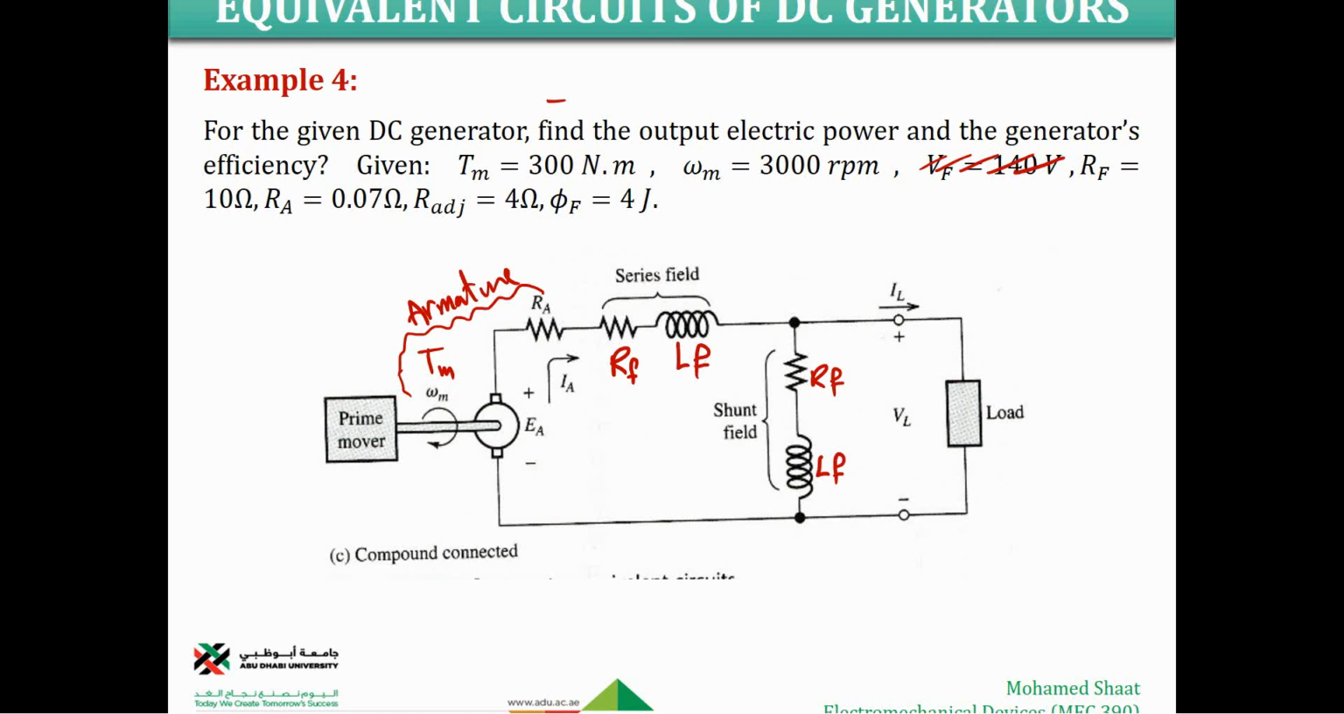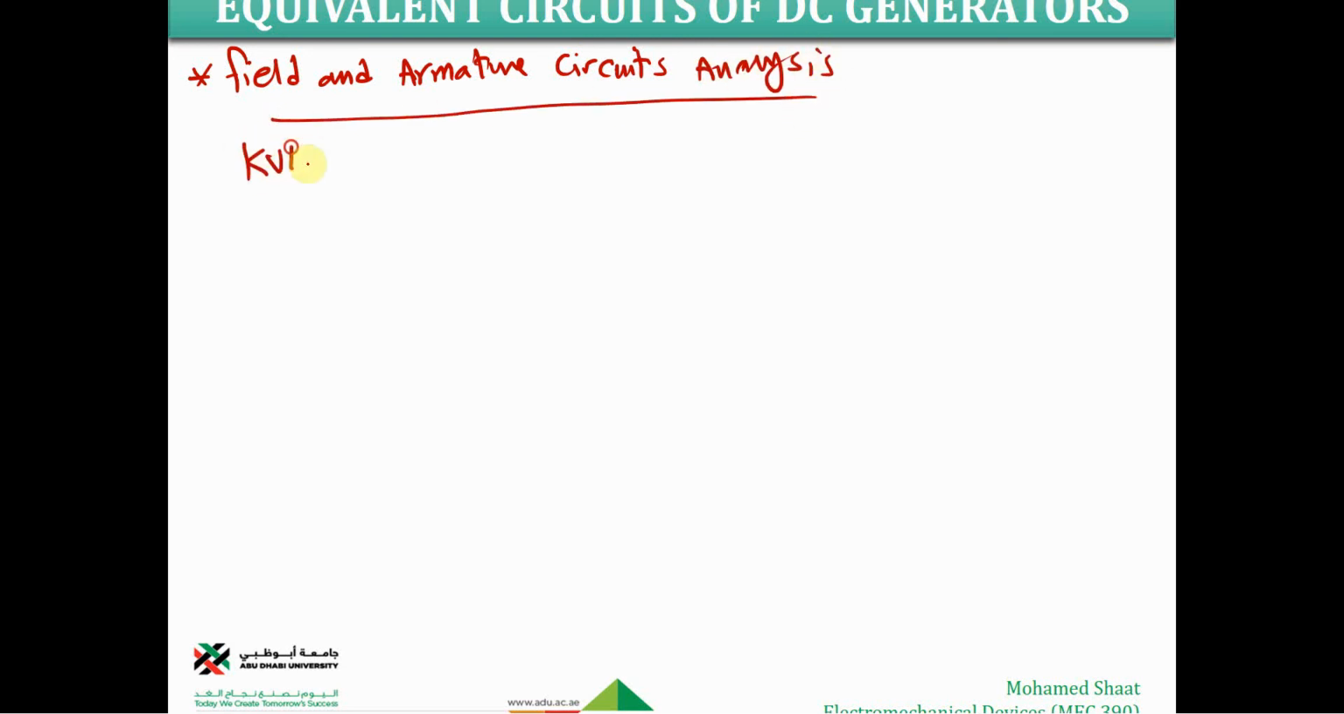We're just going to apply, because as you can see, we have here two loops, loop 1 and loop 2. So the first step, as we did in the previous example, is just to apply Kirchhoff voltage law to these two loops. So we're going to do analysis here for the field and armature circuits analysis. How? By applying the Kirchhoff voltage law to loop 1 and loop 2.